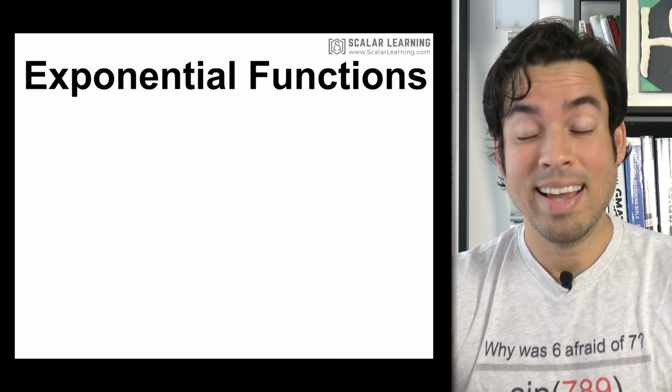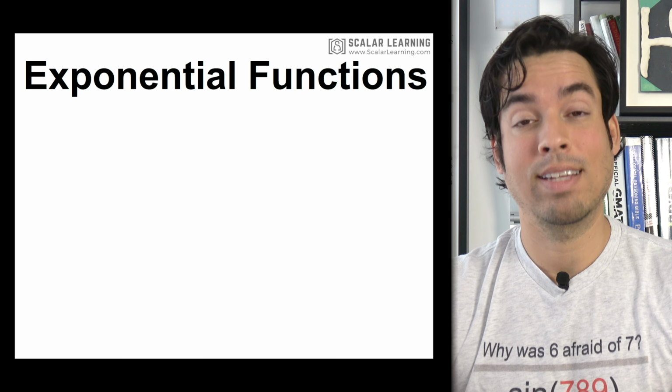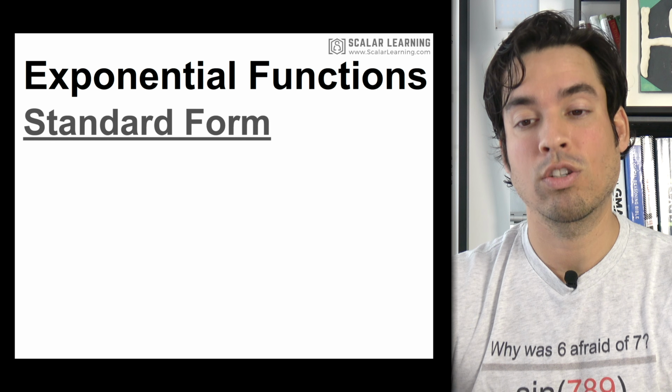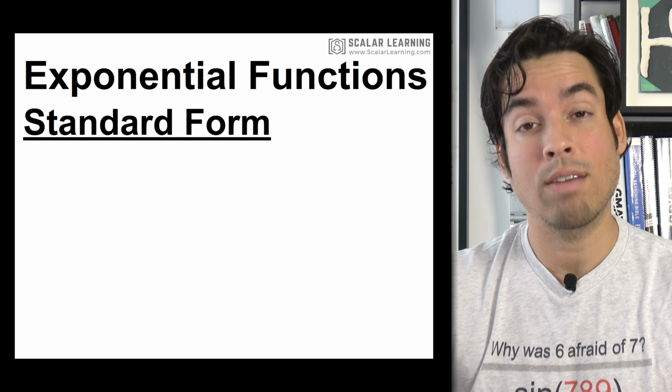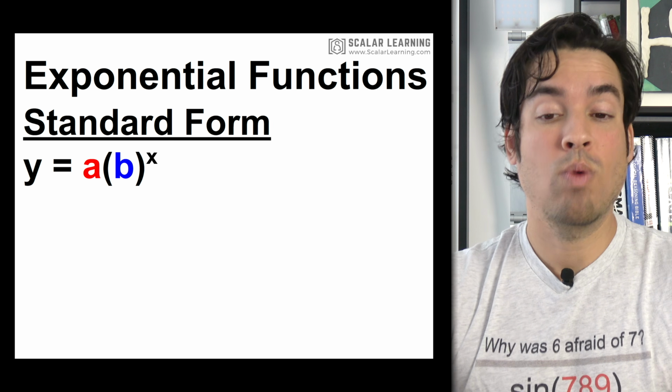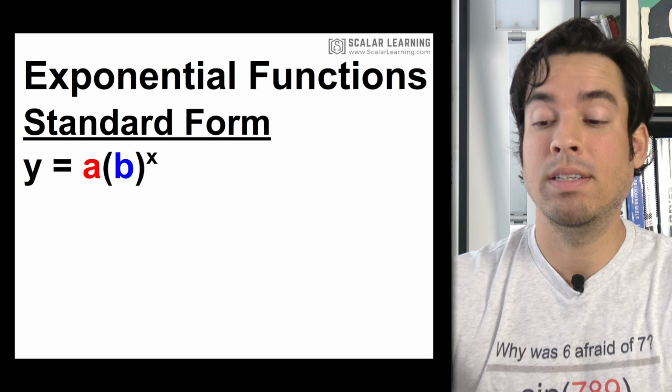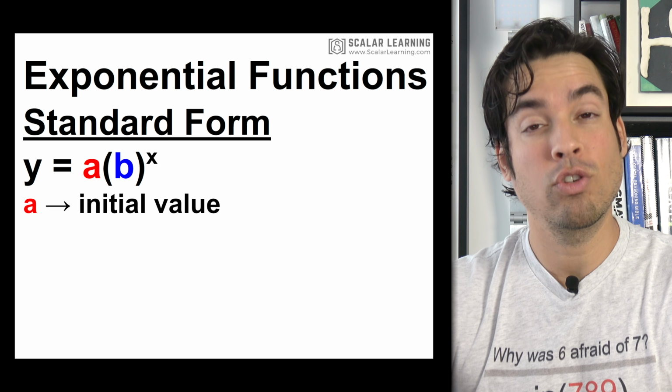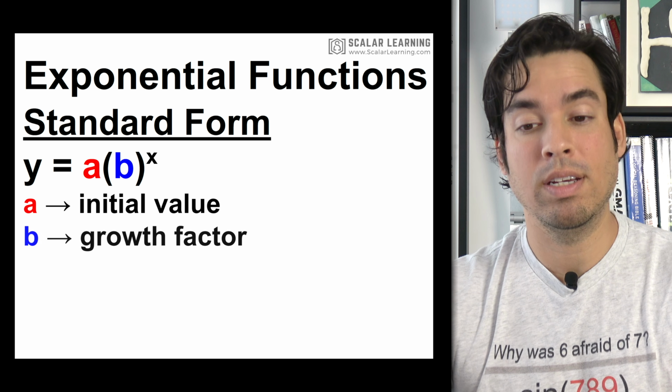Next, we're talking about exponential functions. This is also something that is tested on the SAT. And first, we're going to start with the standard form because you can learn a lot from the standard form. So standard form is y equals a times b to the x, where a is your initial value or starting value and b is the growth factor.